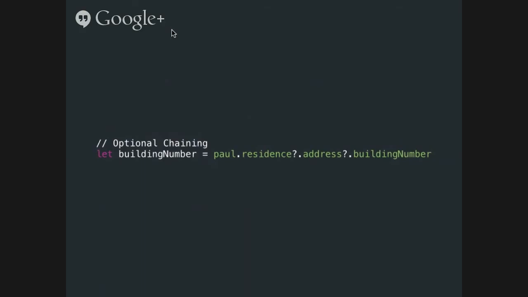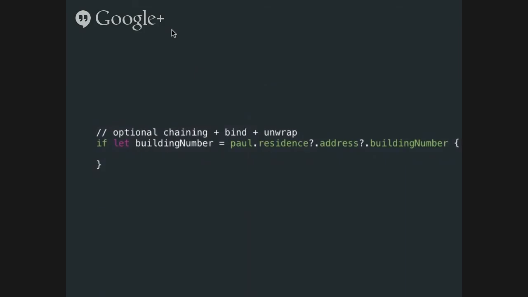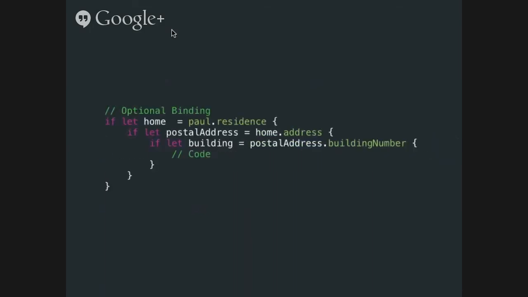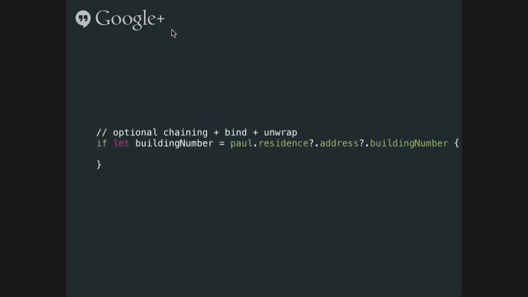Again, there is one more improvement. You can combine that with unwrapping. If you add just an if let here, it's a bit more cleaner, isn't it? So if let building number equal to Paul.residence.address.building number, then you can do something, right? So we talked about optional binding, then optional chaining, then optional chaining plus binding plus unwrapping. It's that easy. You can count the number of lines of code here; the same thing you can write in a single line.